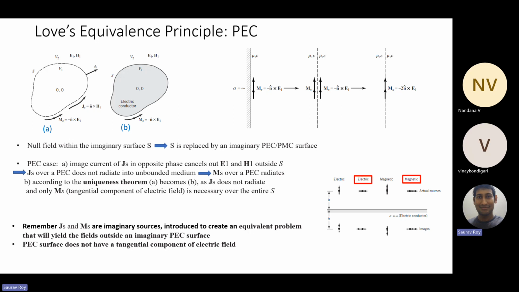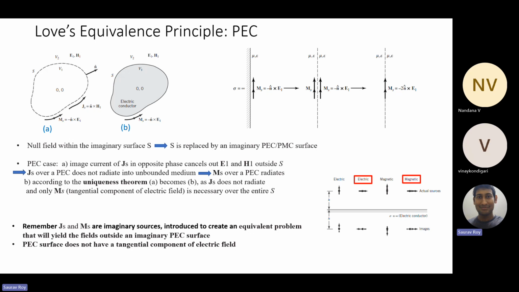Now let's look into the PEC case. We took the null field within the imaginary surface. Null field means E and H we took as 0 inside V1, and S is replaced by either PEC or PMC. For the PEC case, what happens? In the actual case we can have both J_S and M_S, right? But do we need both J_S and M_S? We don't need them. This is a further simplification. Why we don't need them? Let's see.